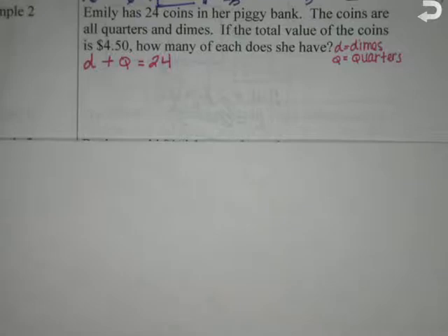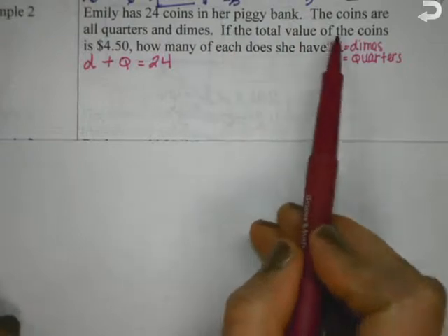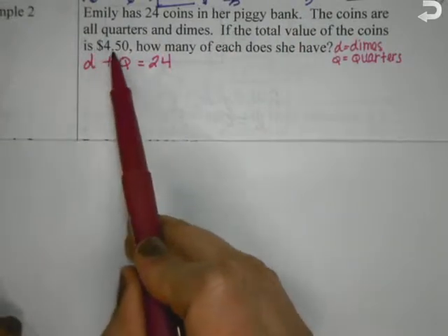The coins are all quarters and dimes. You got that? If the total value of the coins is $4.50, so how would I write that? What's the value of a dime?